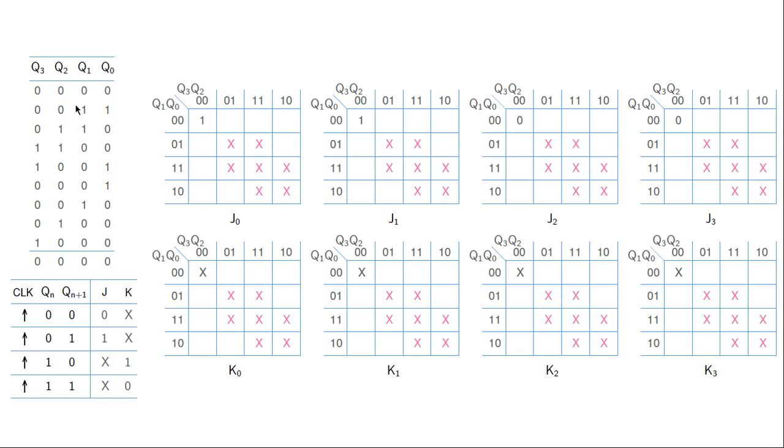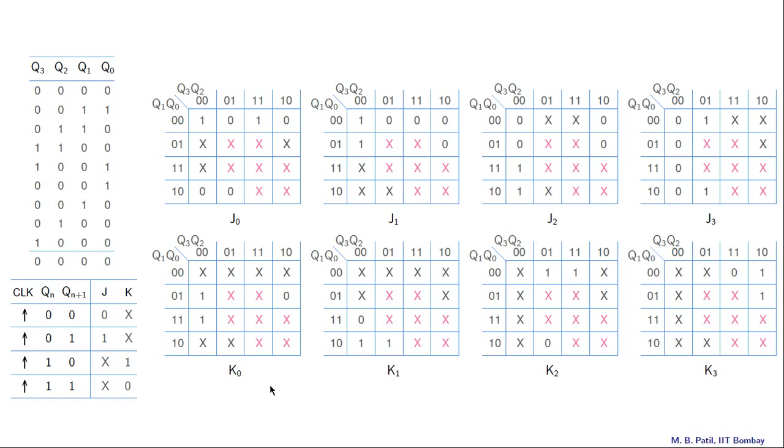What about Q1? Q1 goes from 0 to 1. So let us look up that entry. 0 to 1. J must be 1 and K must be X. And that is what we have over here. J1 is 1, K1 is X. And the same is true also about Q0. Q0 also goes from 0 to 1. So therefore we have J0 equal to 1 and K0 equal to X. And we can follow this procedure and complete the rest of the table. And that is what we will get. And you are definitely encouraged to do this yourself and verify that your entries are the same as what we have shown over here.